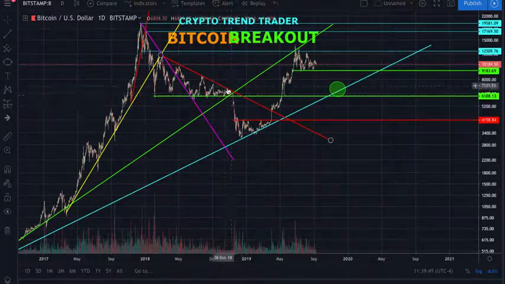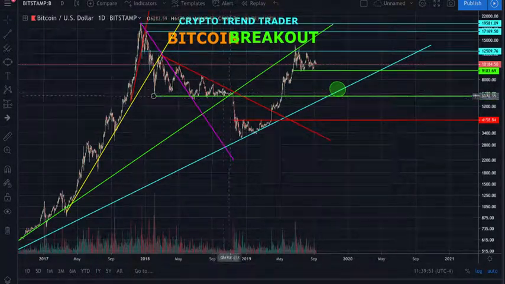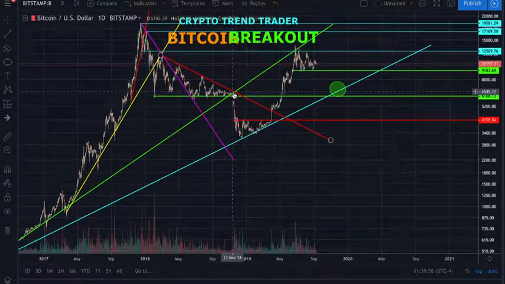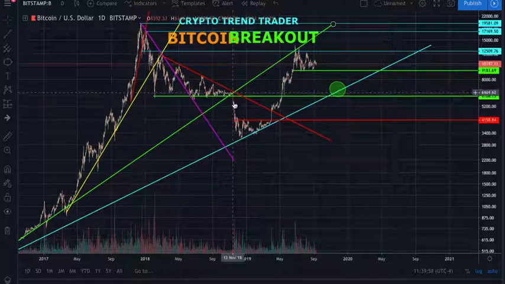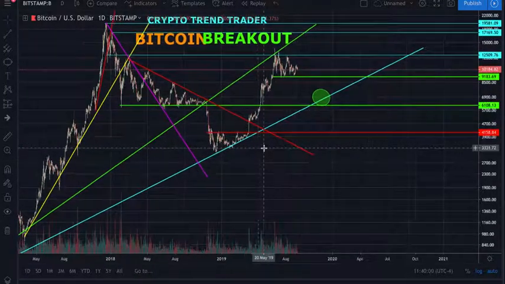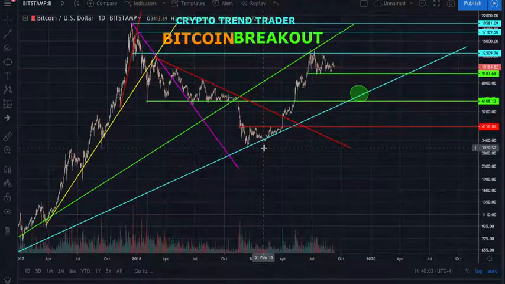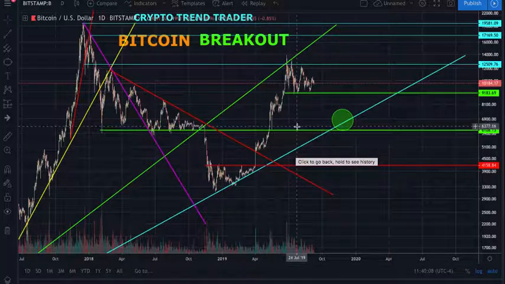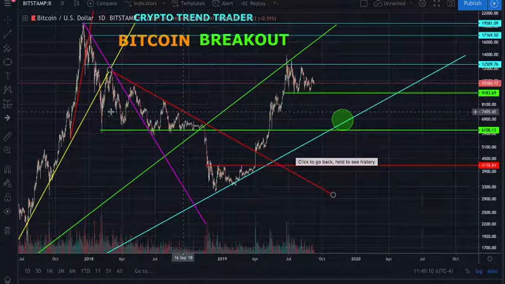So the likelihood of us breaking at this point right here is very likely because we're essentially coming to the end of a pattern. So we have to either break up, continue sideways and invalidate the pattern, or dump out of it. But sometimes you don't see the whole pattern at once. And that's why it's important to actually pay attention to what's happening and see, could I be looking at this wrong? Is there another way I could be seeing it more accurately?